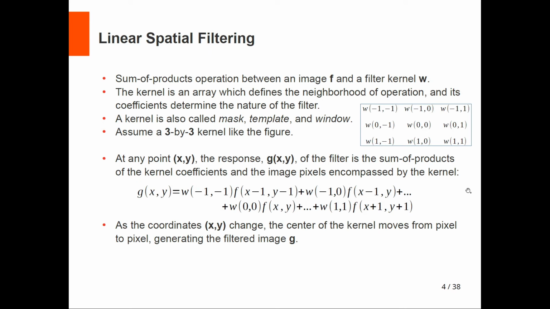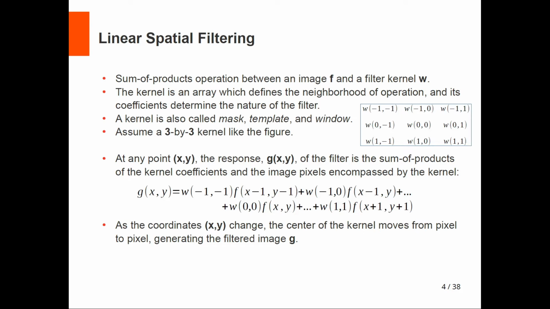As I said, linear spatial filters produce a sum of product operation between an image and a filter kernel. Here we call the kernel W. So the kernel by itself is an array which not only defines the neighborhood of the operation, but also has some coefficients or weights that determine the nature of the filter. So depending on the values of these weights, we can have different types of linear kernels. A kernel is also called a mask or template or a window. So here you see an example of a 3 by 3 kernel.